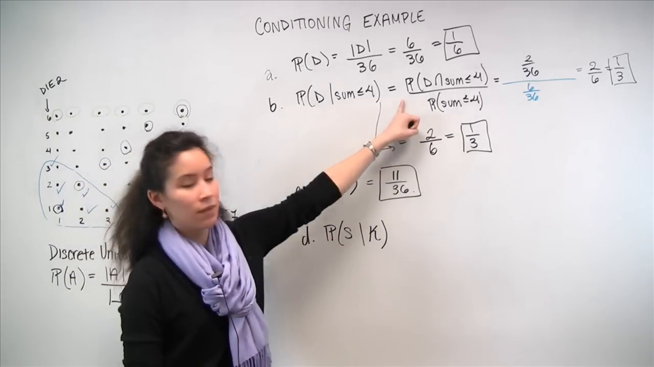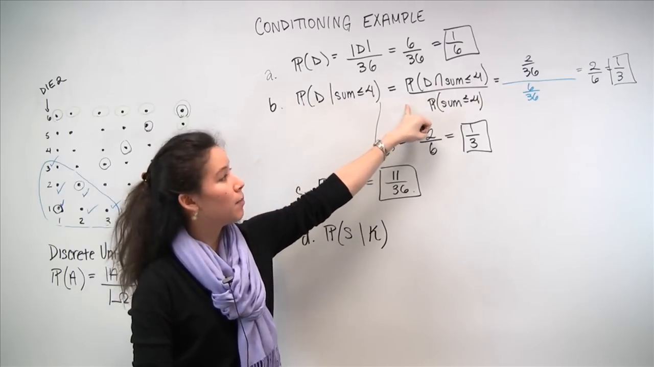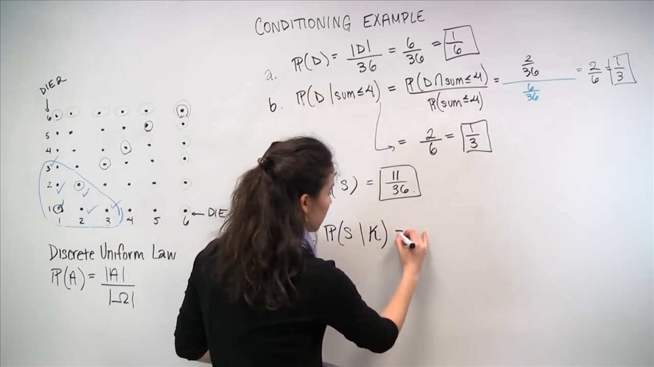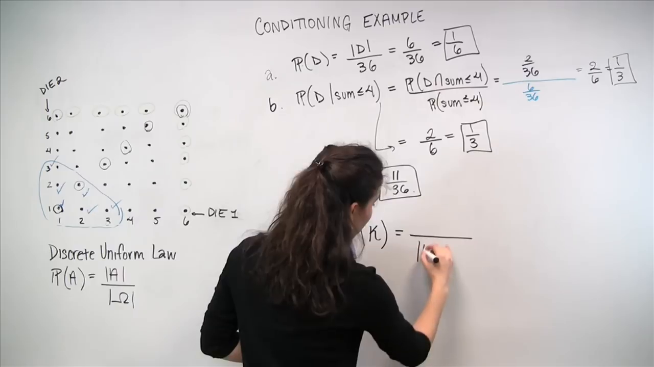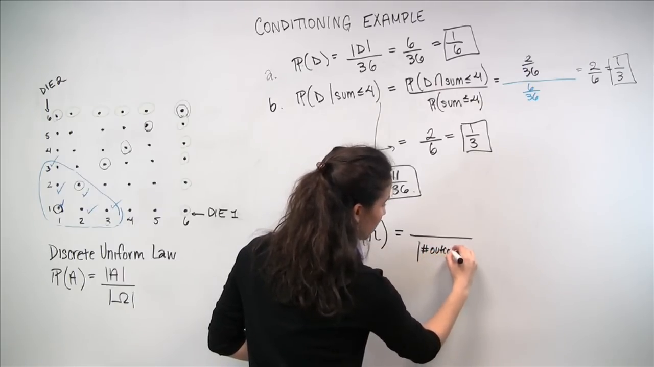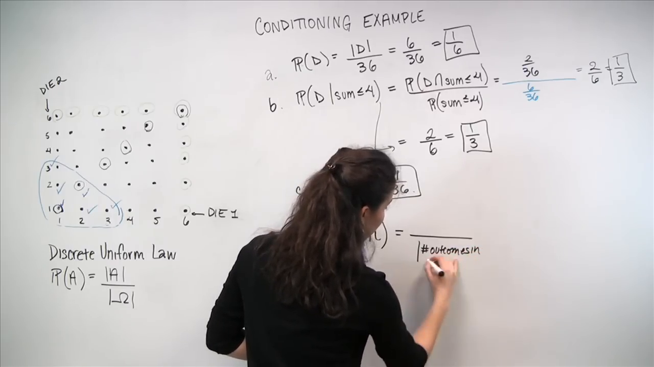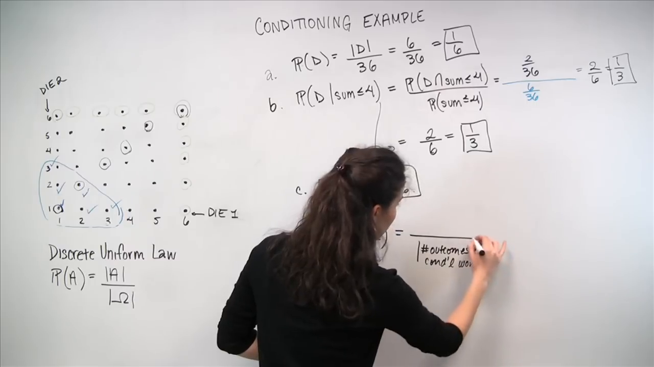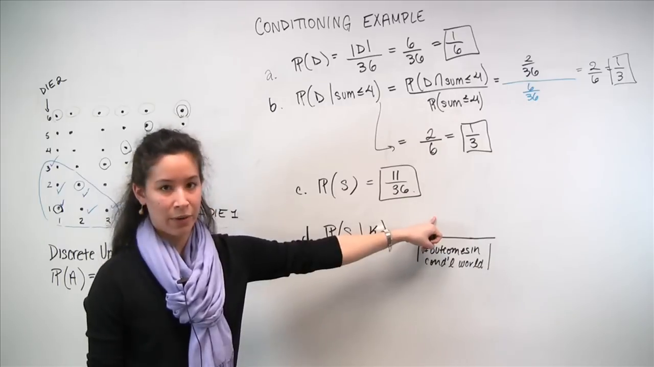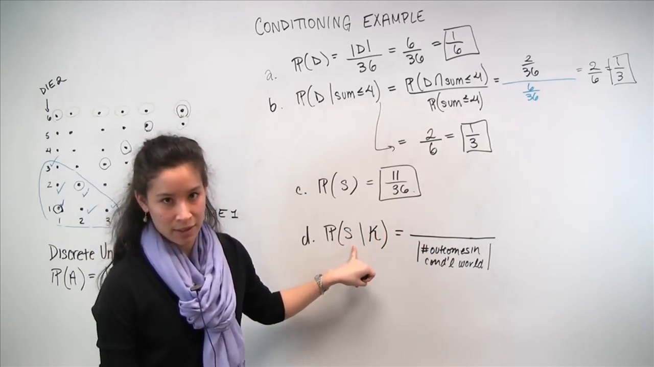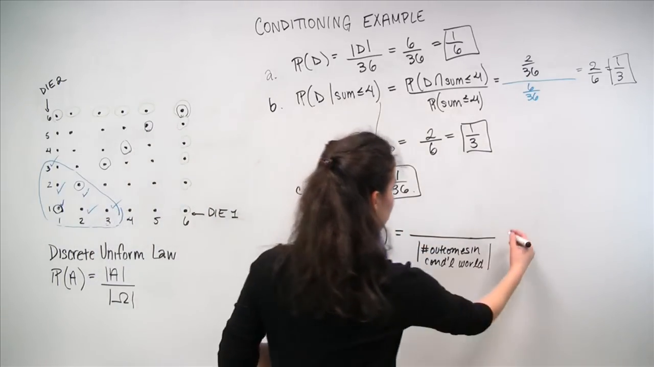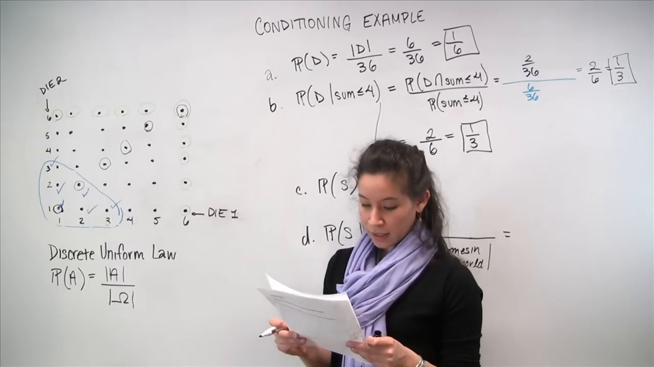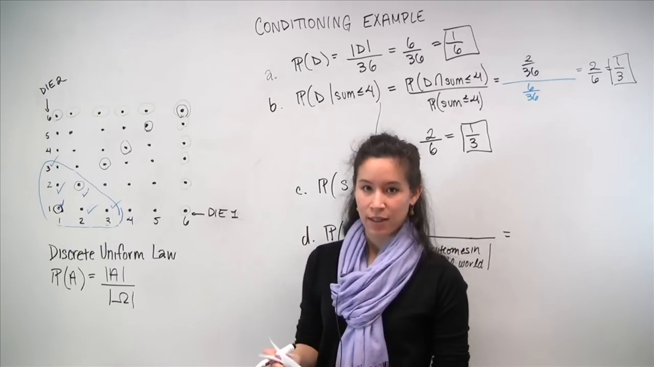And instead of using the definition of conditional probability like we did back in part B, we're going to use the faster route. Essentially, we're going to find the number of outcomes in the conditional world, and then also compute the number of outcomes that comprise S in the conditional world. So let's take a look at this. We are conditioning on the event that the two dice land on different numbers.